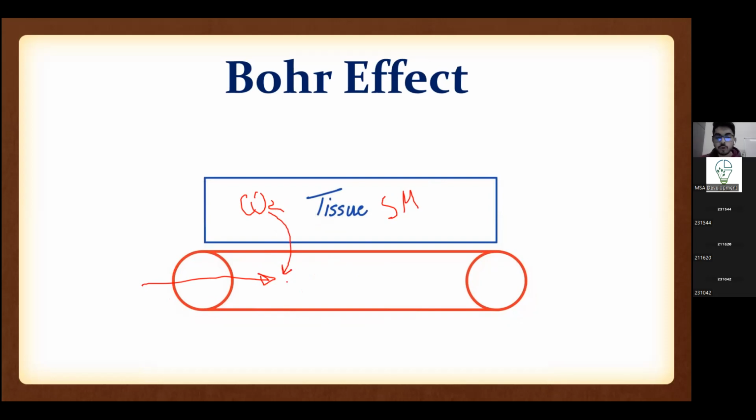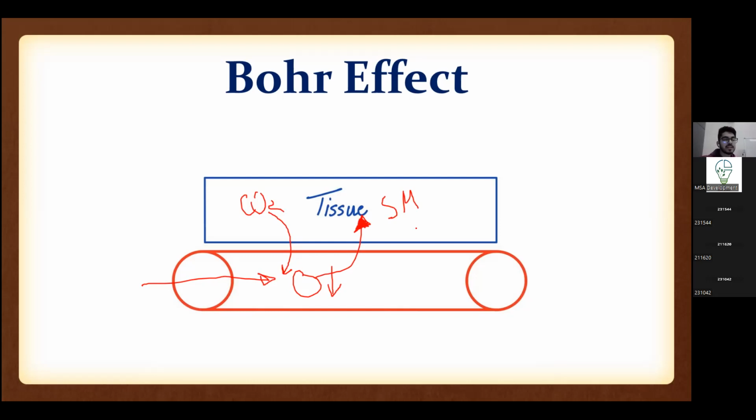Therefore, it is going to cause a decrease in the affinity of the hemoglobin here. And this hemoglobin, because now it has less affinity to O2, is going to release more O2 to the tissue. That's basically the implication of the Bohr effect.